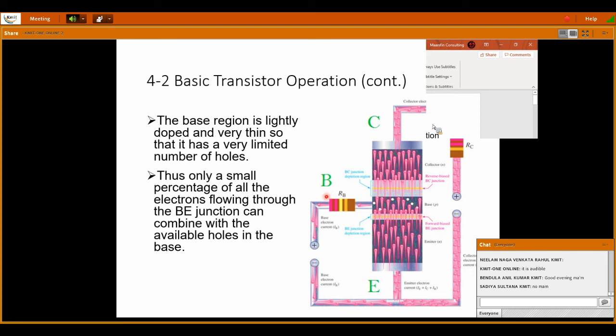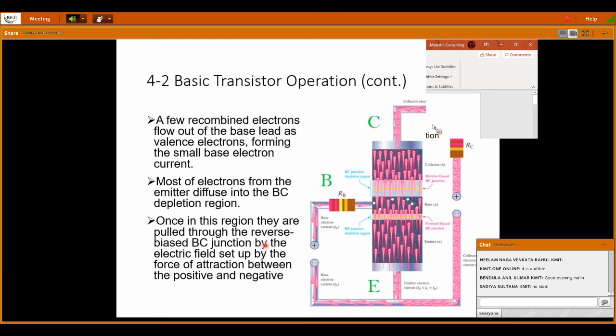Hence we approximately define that the emitter current is approximately equal to the collector current, where the base current is in the range of micro to nano amps, and IC is in the range of milliamps, like the emitter current. So IC is approximately equal to IE if we neglect the base current IB.